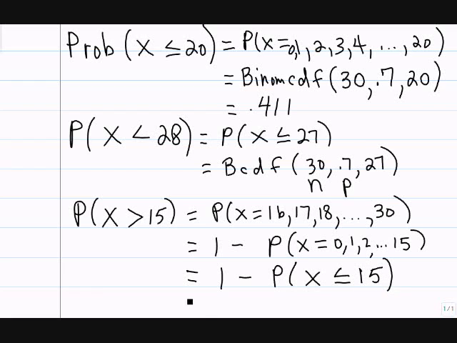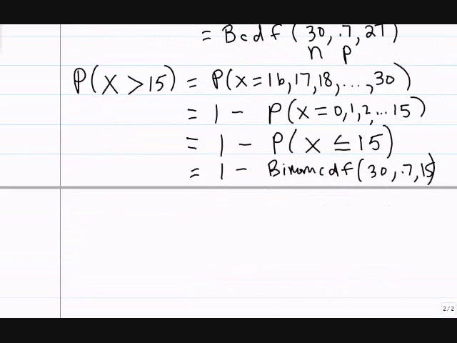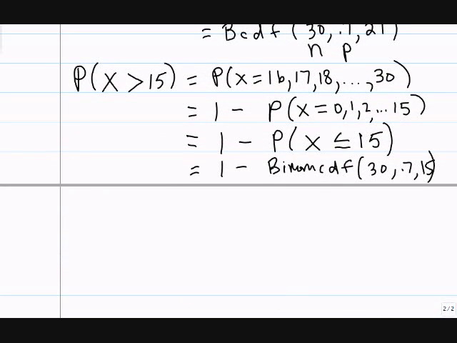Then you'll just do 1 minus the binomial CDF 30, 0.7, 15. Yes, use a little logic, switch it around. Okay.